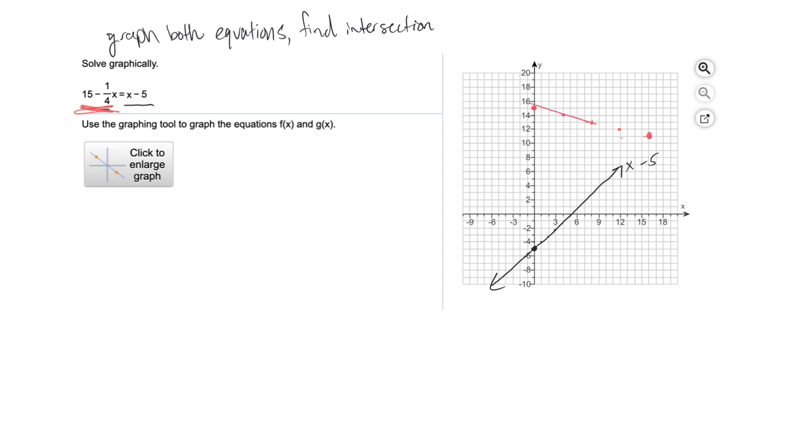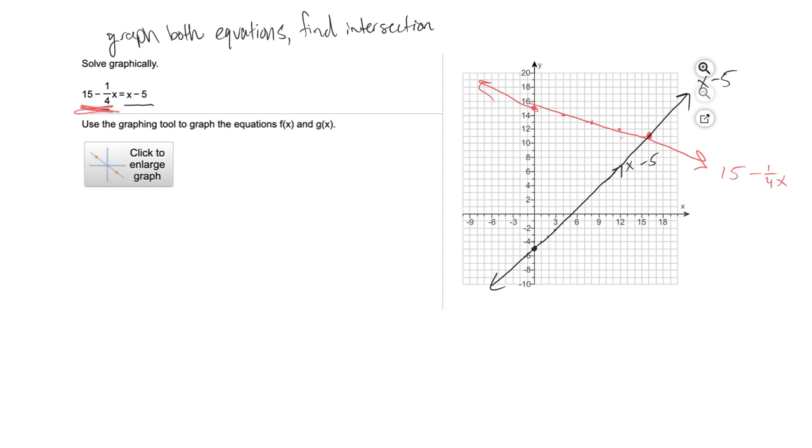So this is our graph here. Oh, that's a bad graph. So we're gonna have to extend this graph further. Okay. So this is x minus 5, and this other one was 15 minus 1/4 x.